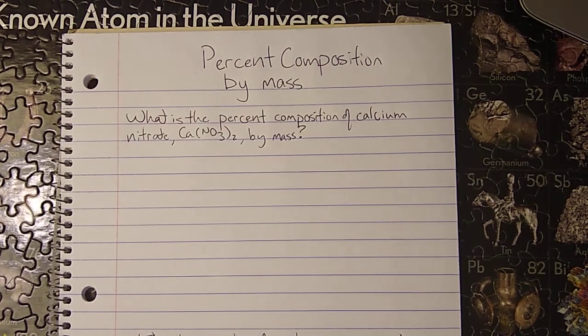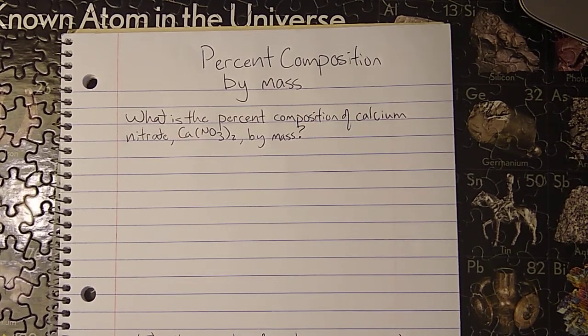Hello, we're going to talk about how to calculate the percent composition by mass of a compound. To do that, we're going to start by finding the molar mass of the compound. Once you have that, you can divide each element by the molar mass and turn it into percent.